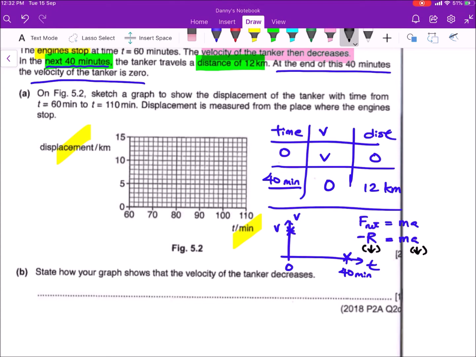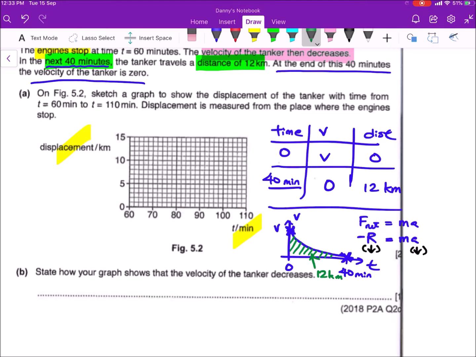Because acceleration is the gradient on a VT graph, between this point and this point, it cannot be a straight line, because if it is a straight line, the gradient is constant. So I would expect my VT graph to look something like that. Because the gradient is dropping, it will curve this way all the way until it touches 0. And I know that the area under this VT graph would be equal to 12 kilometers. Okay, now let's go back to your part A.